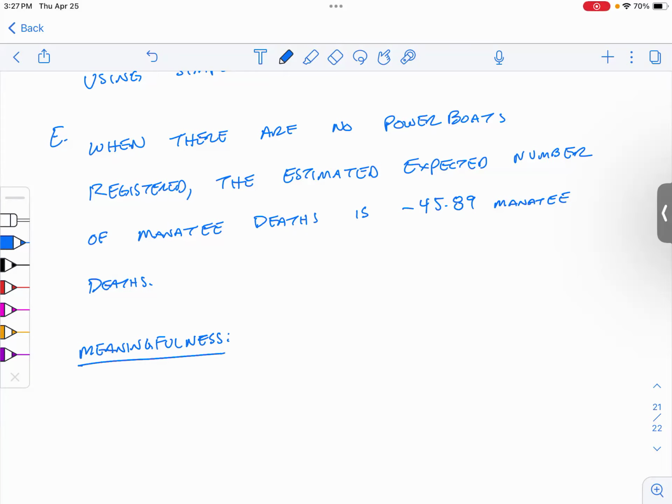Okay, this question also said, is this meaningful? Does this make sense? So when there are no powerboats registered, the estimated expected number of manatee deaths is negative 45 manatees. Does that make sense? No. All right. So be aware, and there's actually two ways to do this. So actually, I'm going to call this meaningfulness 1.